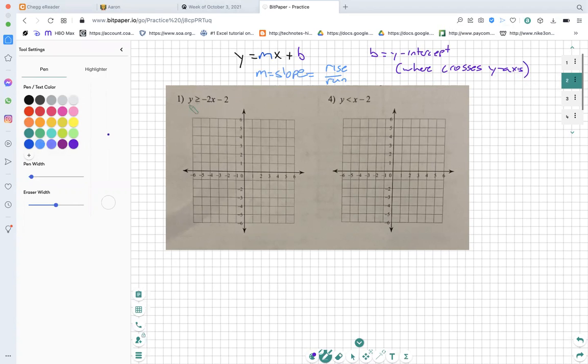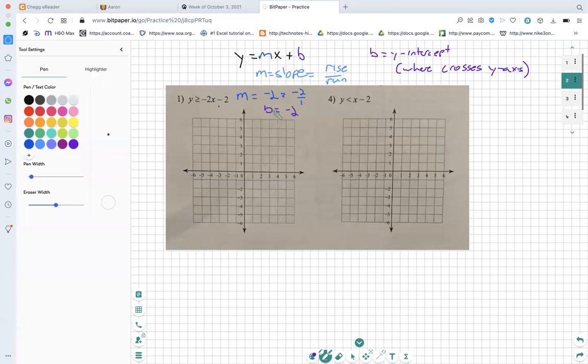So this one is in y equals mx plus b form. Obviously, we have these symbols and not equal signs, but we're going to treat it as an equal sign and we'll deal with this at the very end. That's the shading part, okay? So my m here is -2, and the rise over run would be -2/1. My y-intercept is -2. That is my b. We keep the sign, and the number in front of the x is the slope.